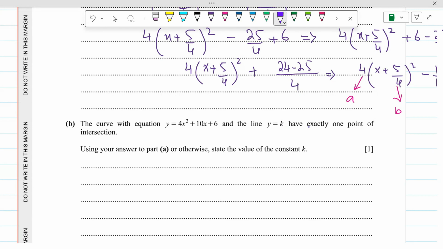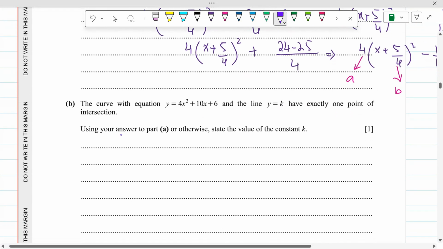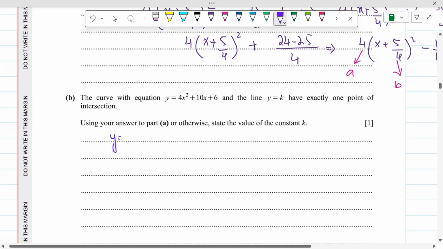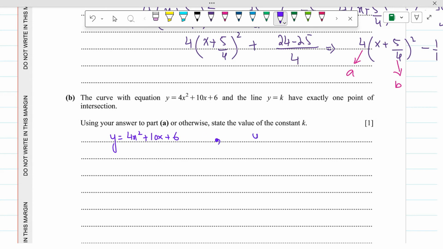Okay, part B. The curve with equation y = 4x² + 10x + 6 and the line y = k has exactly one point of intersection. Using the answer to part A or otherwise, state the value of k. As the curve intersects the line y = k at only one point, when we solve these two equations simultaneously we will have the intersecting point. So we will equate y. We will have k = 4x² + 10x + 6.